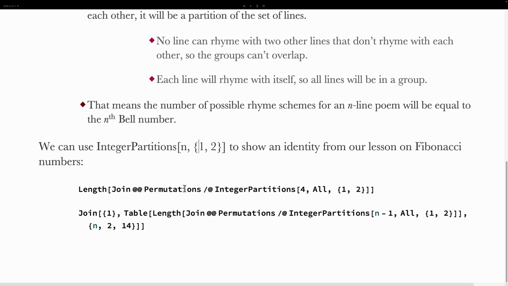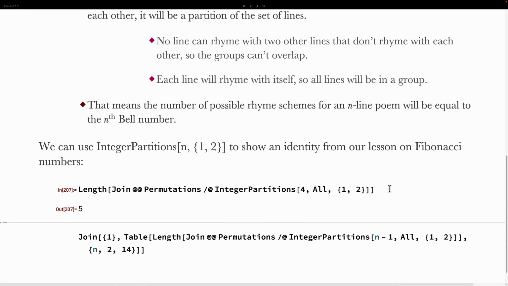Then we use the permutations function on each of those partitions to get each different ordering of those partitions, giving us the total number of compositions. We then join each of those permutations to get a full set of the compositions of 4 using only 1 and 2, and then we finally take the length of that. Evaluating this, it gives us 5.